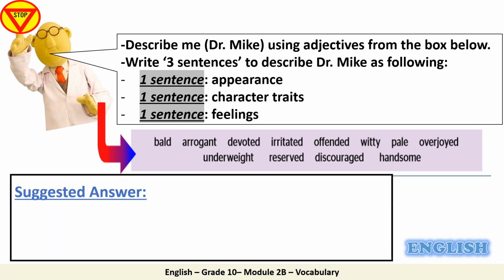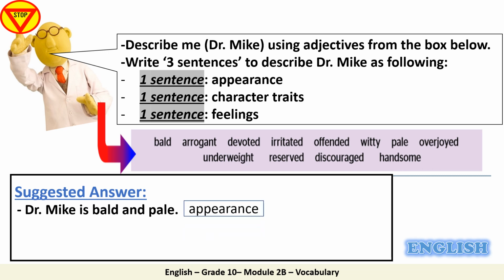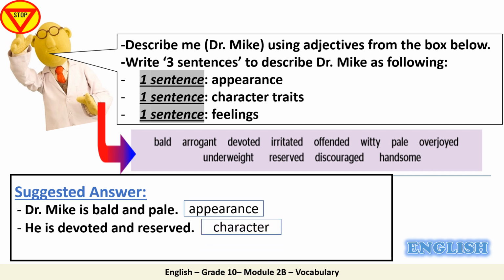Suggested answer. Sentence number 1. Dr. Mike is bald and pale. This sentence describes Dr. Mike's physical appearance. 2. He is devoted and reserved. This sentence describes Dr. Mike's character. Sentence number 3. He feels overjoyed. This sentence describes Dr. Mike's feelings. You might have written different sentences and they still make sense.